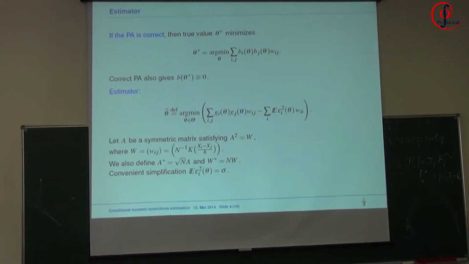Some simplifications we have, for example, that matrix W_big is a symmetric matrix, so it's positive, and we have a square root of it, which we denote as A. And another convenient simplification is that the variance of our stochastic part is constant over the whole set of parameters.